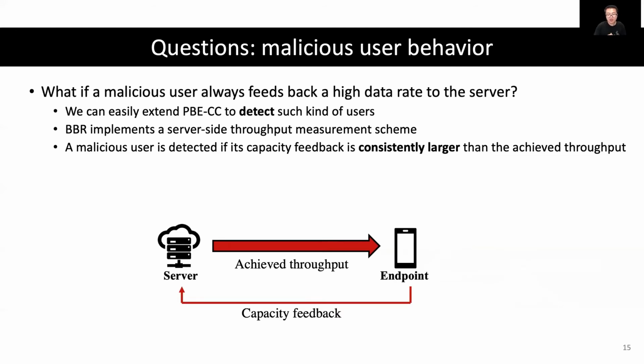And then we compare the feedback with the achieved throughput and identify a user who consistently reports a capacity estimation higher than the achieved throughput as a malicious user, since the capacity report from this user is never achievable. So thanks for listening to the talk. I'm glad to answer any questions you have.